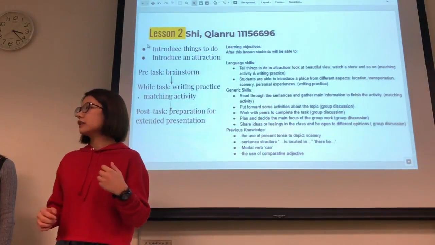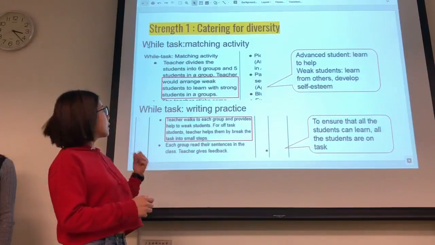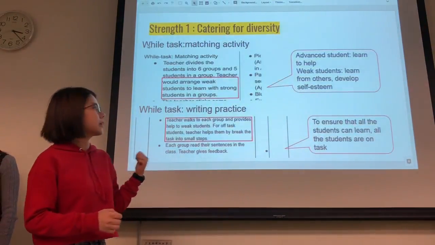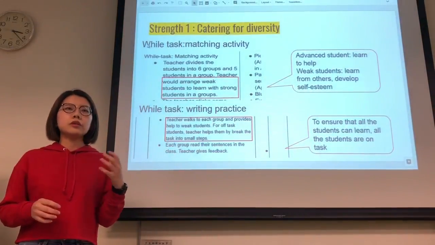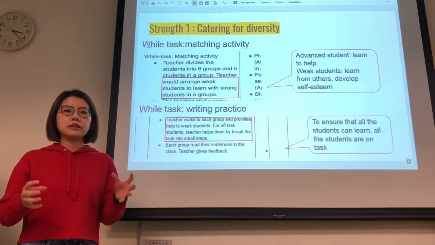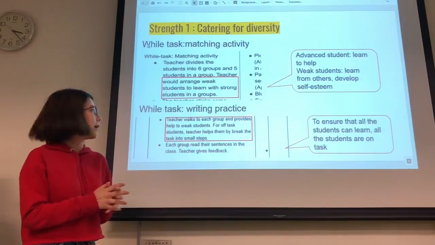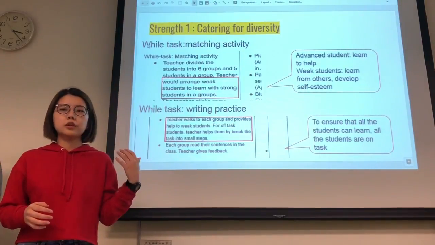communicative context. And the first strength of the lesson is catering for diversity. When the teacher arranges the groups, the teacher will arrange weak students and strong students into a group so that strong students can help the weaker ones and learn to offer help.